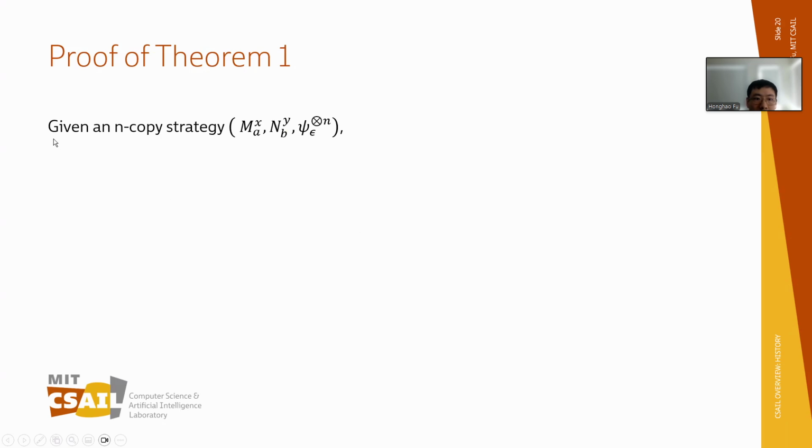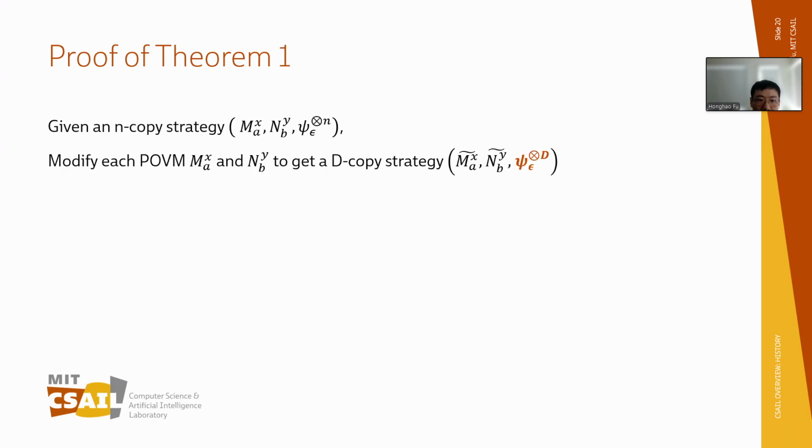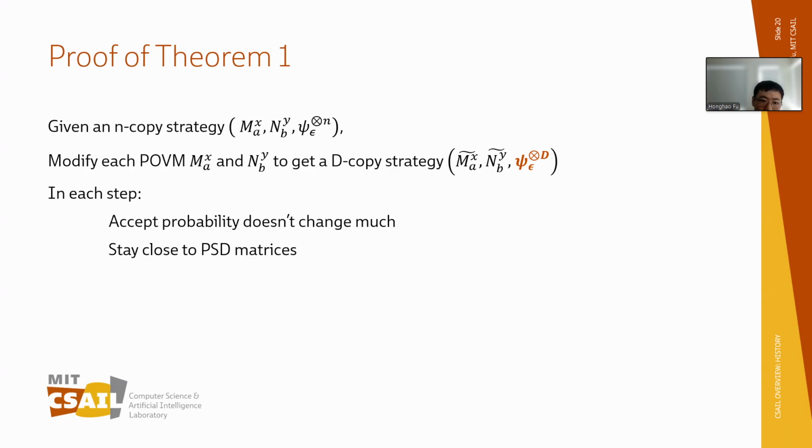In this proof, we are going to be given an n-copy strategy, and we are going to modify each of the POVMs MXA to get a d-copy strategy that only acts on d copies of the noisy EPR pair and uses new POVMs MXA tilde and NYB tilde. This modification takes several steps, but for each POVM it's the same procedure. In each step, we want to make sure the accept probability doesn't change much, and that the matrices we get are still close to the set of positive matrices. So let me get started.